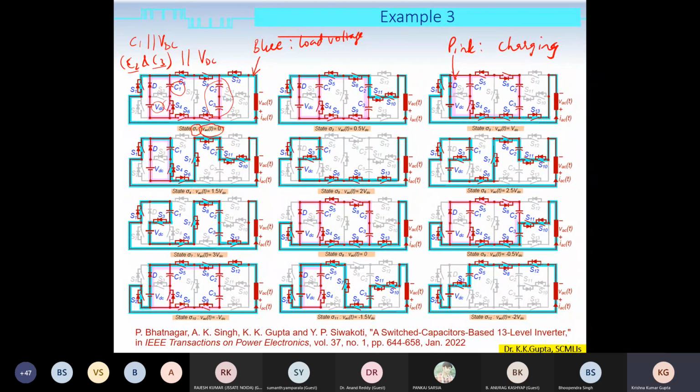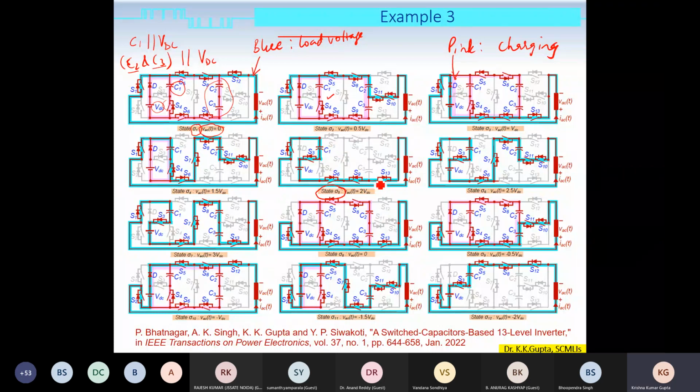Now, based on the previous example, we know that this reduced voltage is important because it helps in generating more number of levels, right? So in many states, wherever you see this pink colored path, either C1 is getting charged or both C2 and C3 are getting charged by being in parallel with the input voltage VDC. There are certain states where these capacitors do not get charged. For example, this state sigma 5.